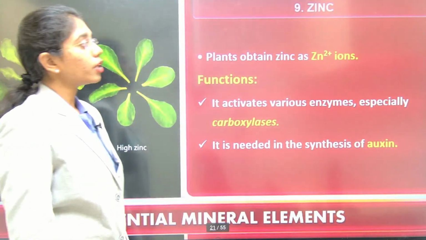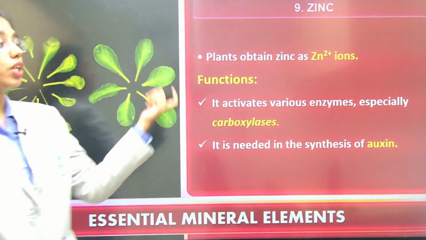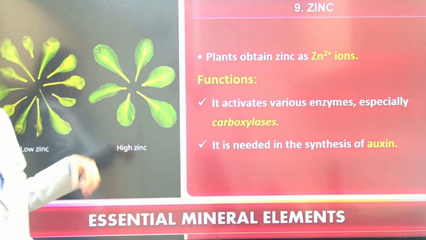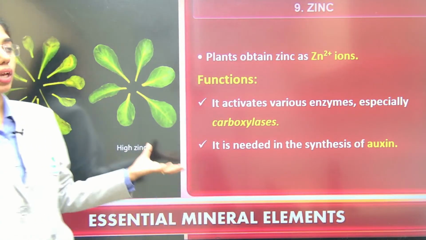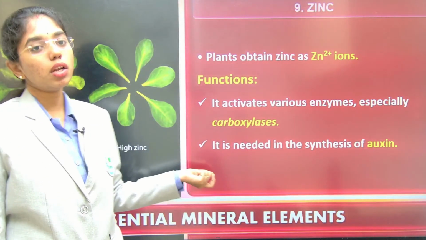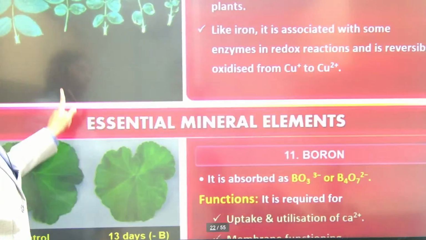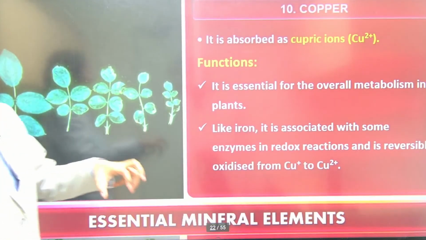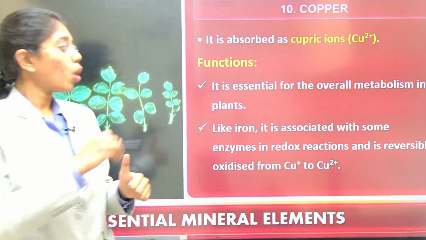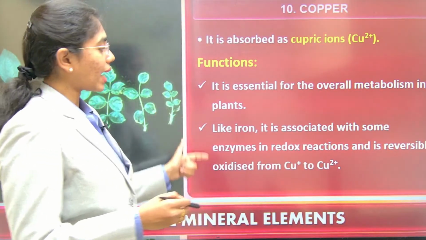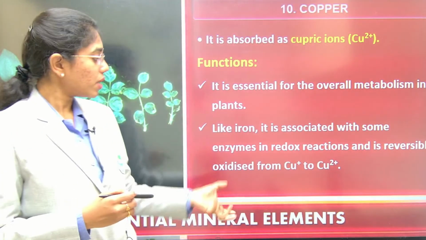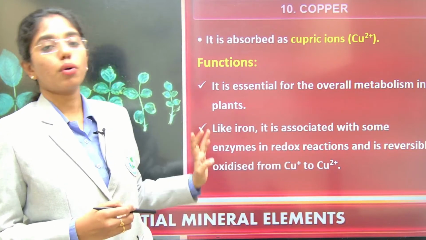The plant obtains zinc in the form of zinc ions. It activates various enzymes, especially carboxylases. It is needed in the synthesis of the auxin hormone. Copper is absorbed in the form of cupric ions, and it is essential for the overall metabolism of plants. Like iron, it is associated with some more enzymes in redox reactions, and it is reversibly oxidized from cuprous to cupric ions.